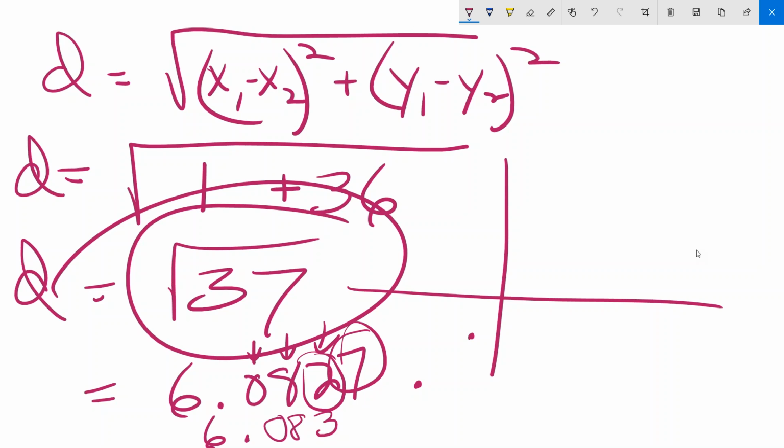But let's be clear, this is not a precise answer. That is an approximation. It's rounded off, so we know it's not exact, whereas root 37 is exact. Root 37 is a much better answer. And it won't be long before they stop having you convert to decimal. You'll be giving your answers in radical format because it's exact.